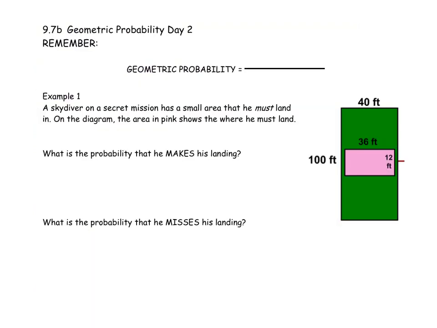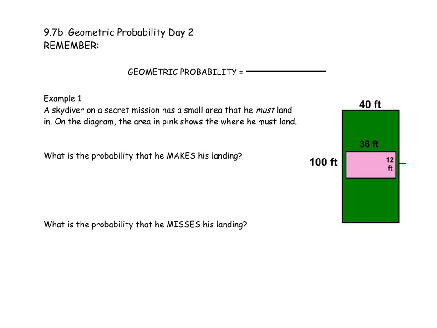Question 1, geometric probability. Remember from yesterday, geometric probability is just our desired area divided by our total area.